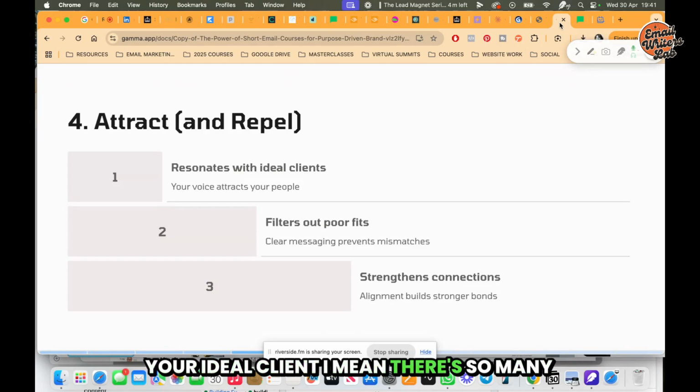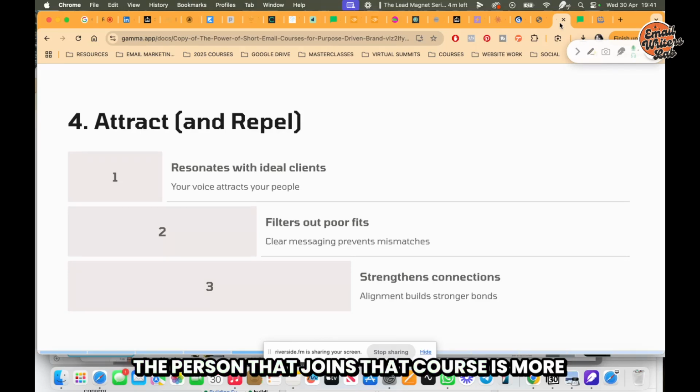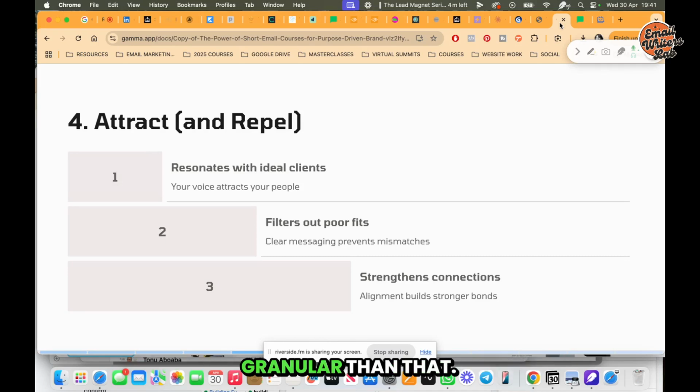I mean, there are so many other examples, but basically, if for instance you are selling cars or you're selling property, you can have an email mini course which talks about some tips that they need to know before they buy. If you say to somebody, here, I'm going to teach you the 5 mistakes that people make when they are ready to buy their first house, the person that joins that course is more likely to be somebody who is thinking of buying their first house, and you can even become more granular than that.